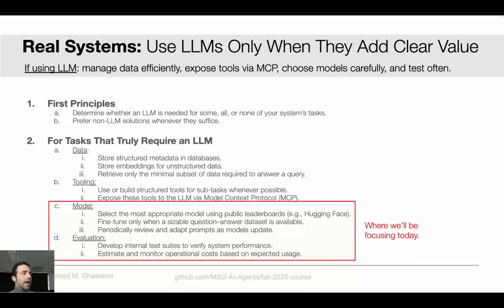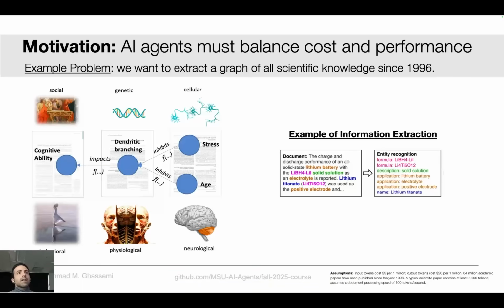To help make these last two items more concrete, let's actually dive into an illustrative example that's based on actually a project I did a few years ago. And this illustrative example is meant to highlight the fact that when you're building an AI agent in practice, you have to balance cost and performance. And I'd like to step you through how you do that balancing.